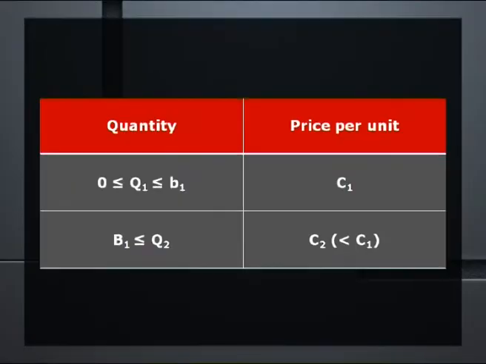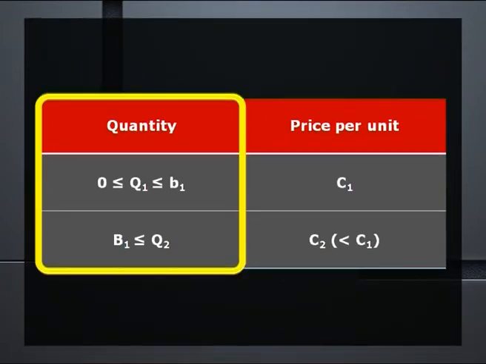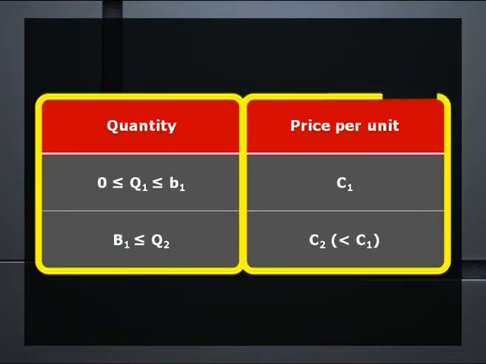Now next, coming to models with one price break. Suppose the following price discount schedule is quoted by a supplier in which a price break, that is a quantity discount, occurs at quantity B1. This means the optimal purchase quantity can be determined by the following procedure. In the table, the first column represents the quantity and the second column represents the price per unit.